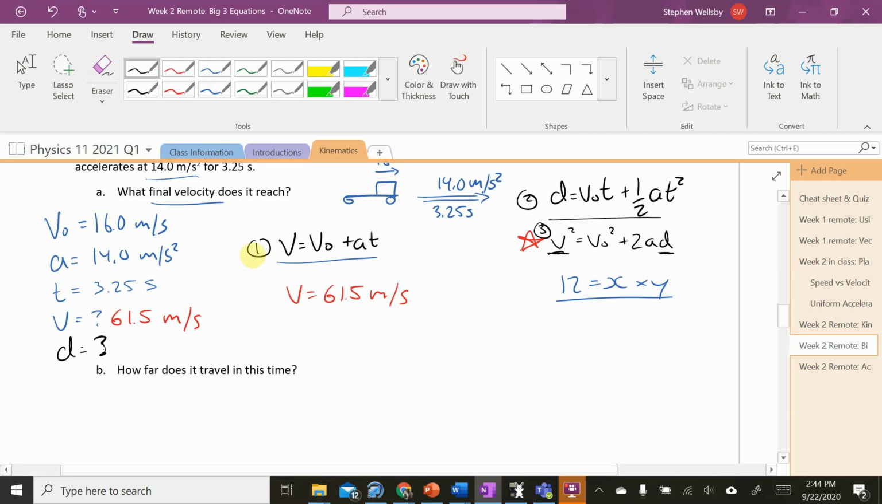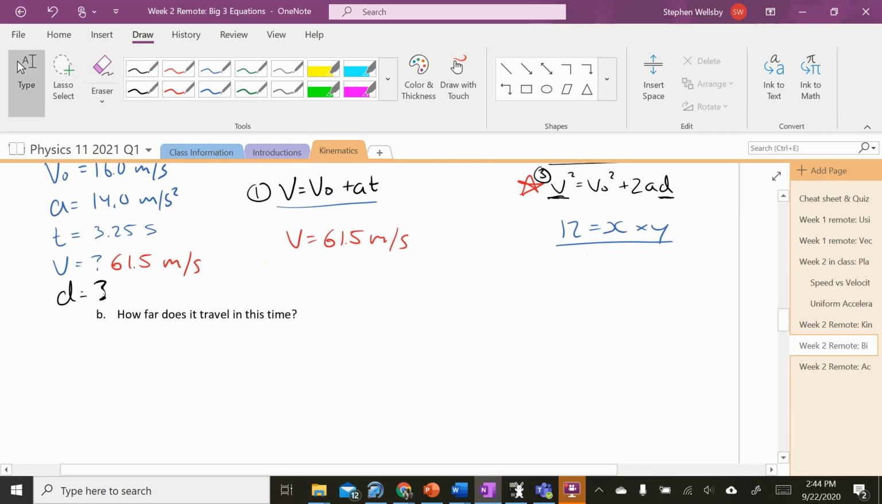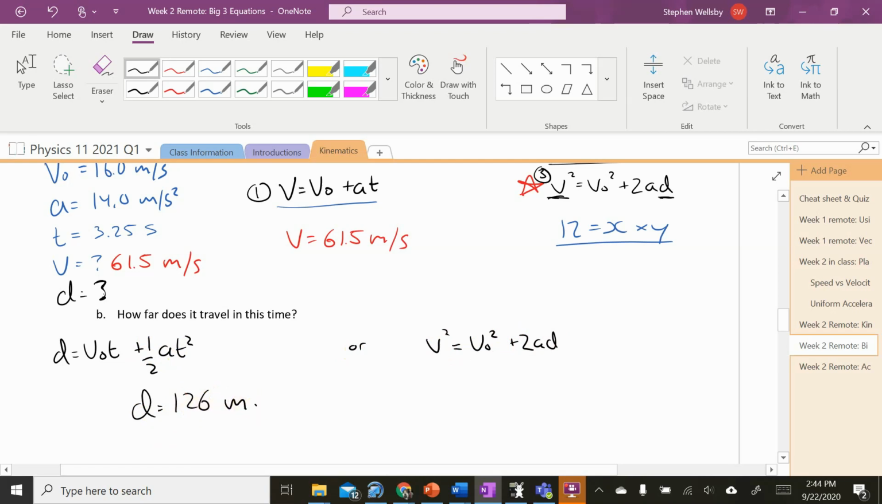So if you answered 2 and 3, you are correct. We obviously can't use formula 1 to solve for D because there's just no D in the equation. But this one we could solve because now we have V naught, T, A, and T again. And this one we could also solve because now we have V and V naught and A. So we've got everything we need to solve with either one of those equations. In this case here, if we use D equals V naught T plus 1/2 AT squared, or if we use v squared equals v naught squared plus 2ad, in either case, we are going to have a value of d equals 126 meters. Either formula is going to give you the same information there.